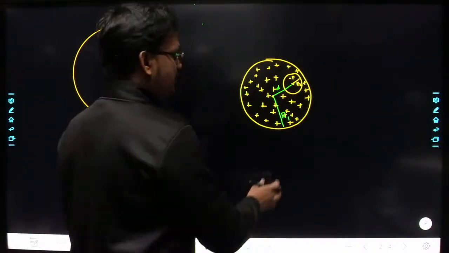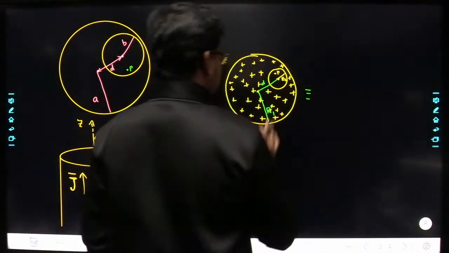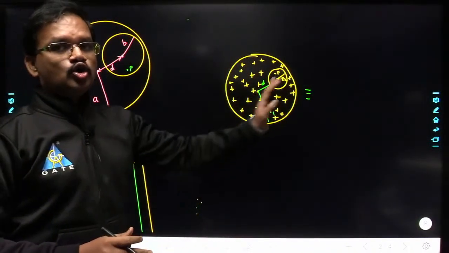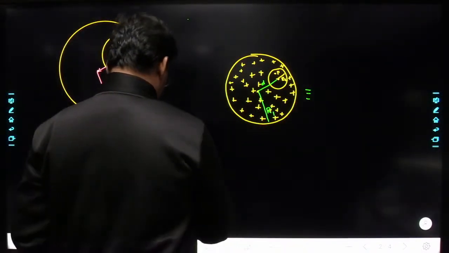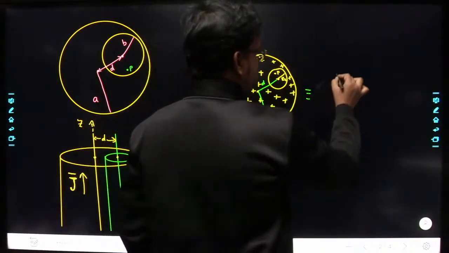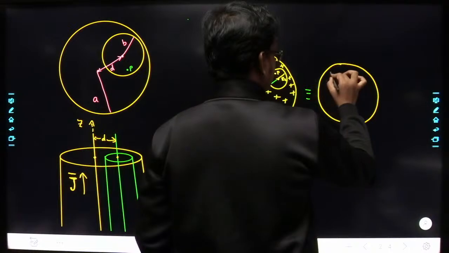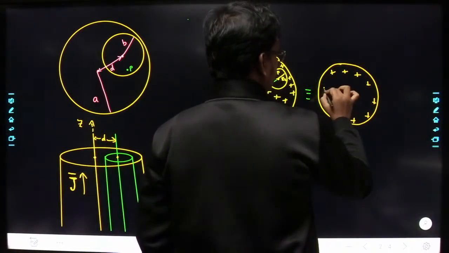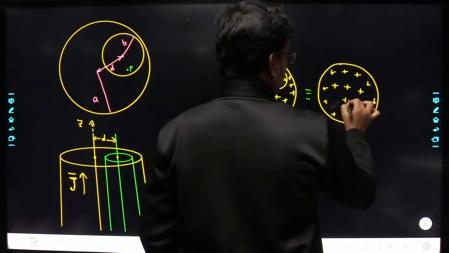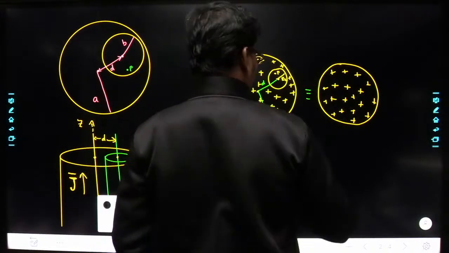So what we have done there is we have split this charge distribution into two charge distributions. Yes or no? Such that I can consider this as a uniformly charged sphere of radius R1.